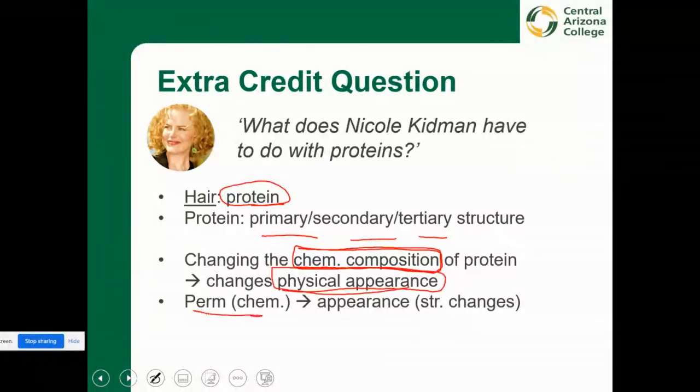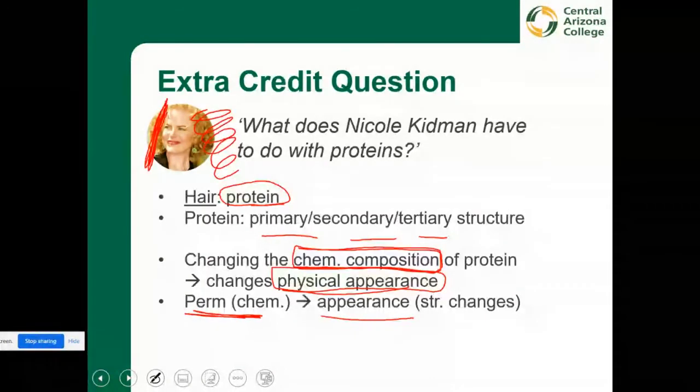So while Nicole Kidman went and got a perm, which is basically altering the chemistry of the hair, that also changed the appearance of the hair. So really, that's all there is. By chemical alteration of a protein structure, we are changing the physical appearance of the hair. I know that it's a little bit of a weird question.